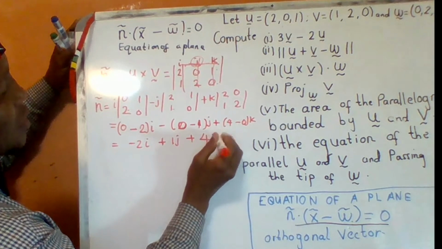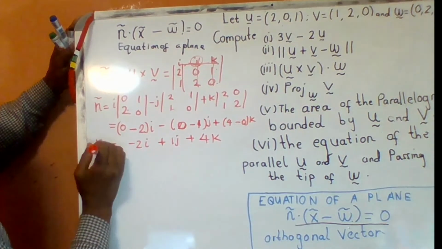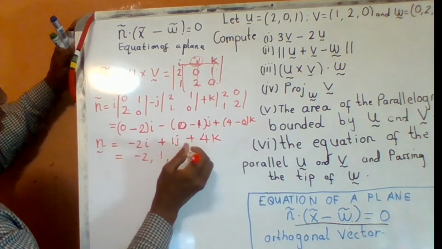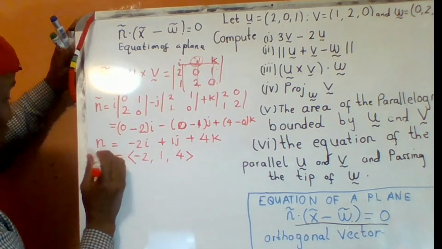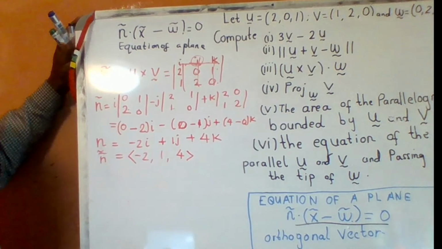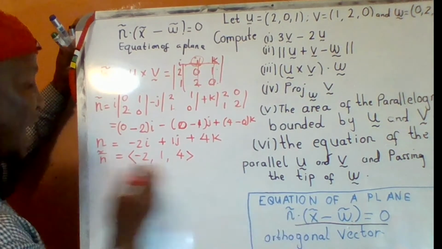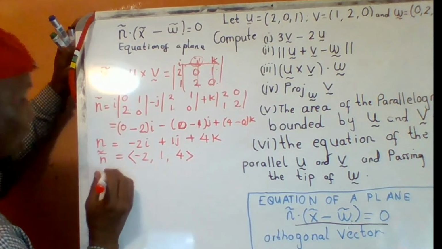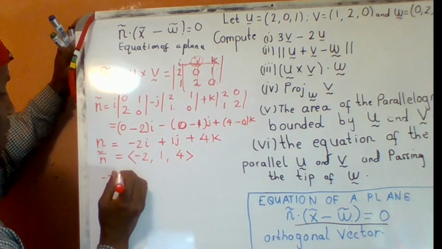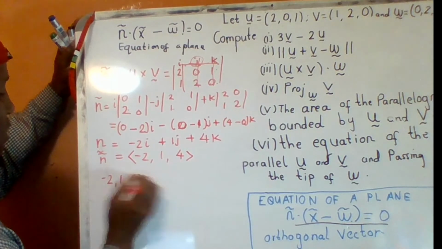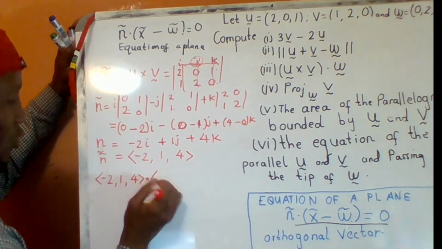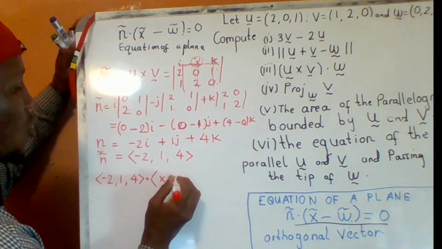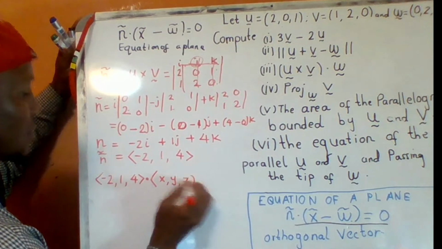And then we're going to take this and dot. So we say n dot, what is n? Negative 2, 1, and 4. We're going to have to dot with what? x minus w. What is x? x is like x, y, and z, minus w. What is w? We got vector w, which is 0, 2, and 1. All of this equal to 0.